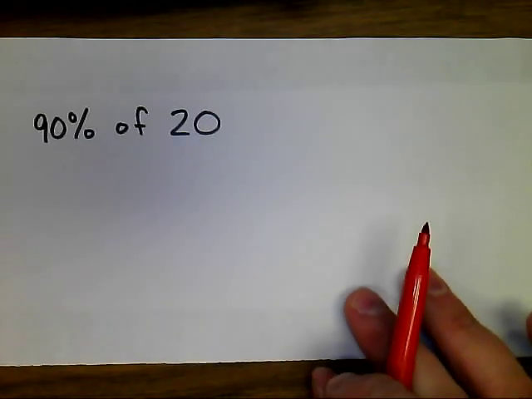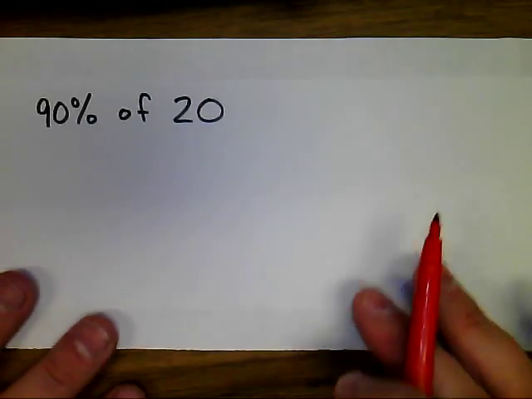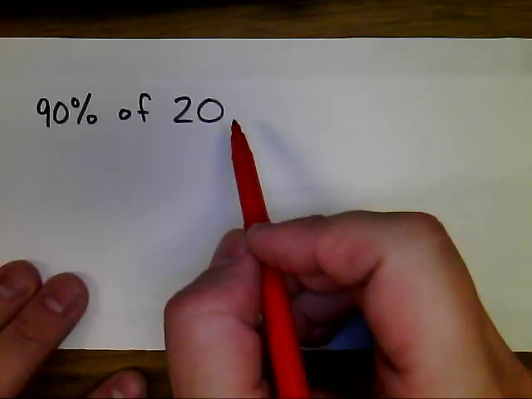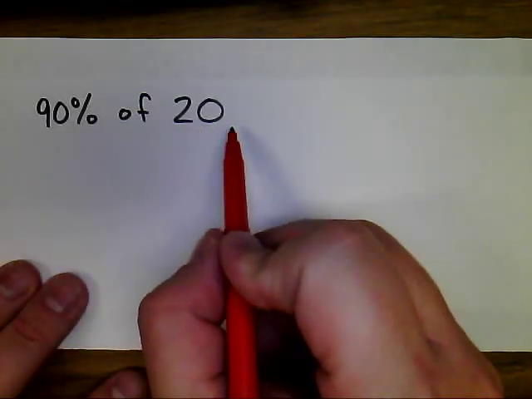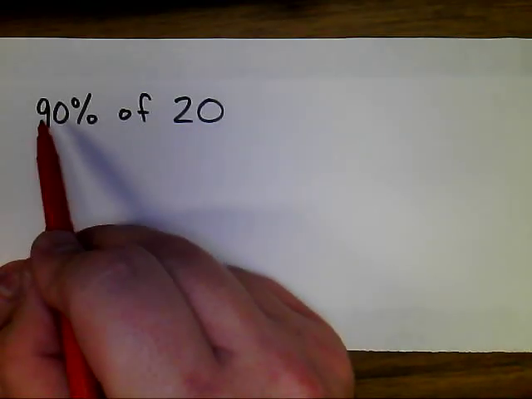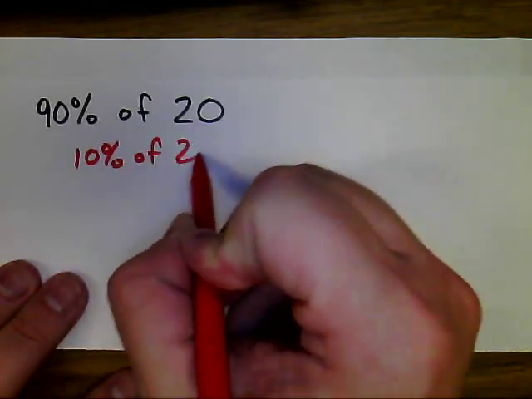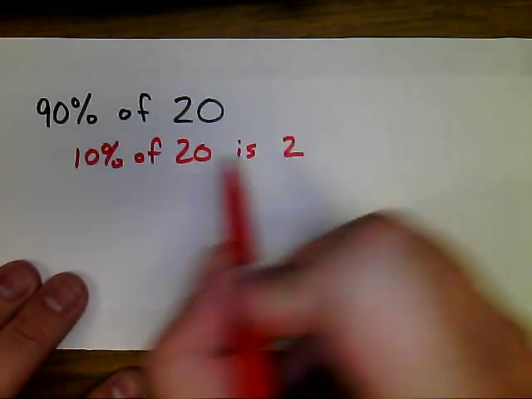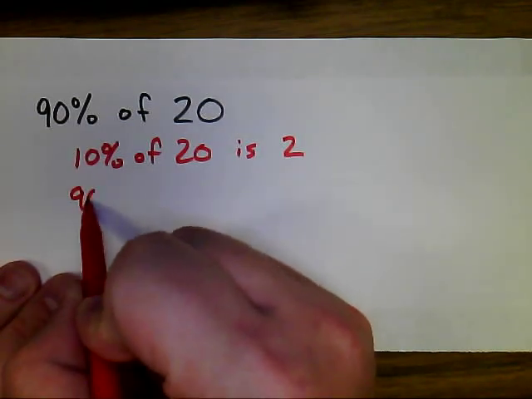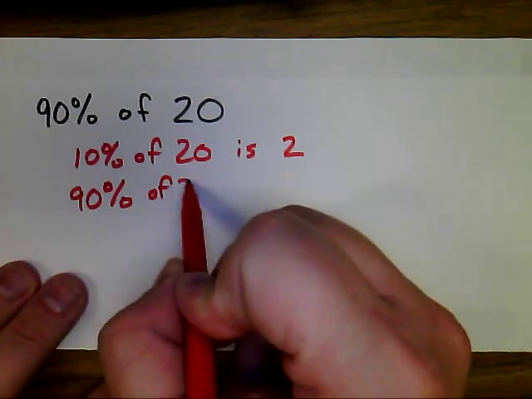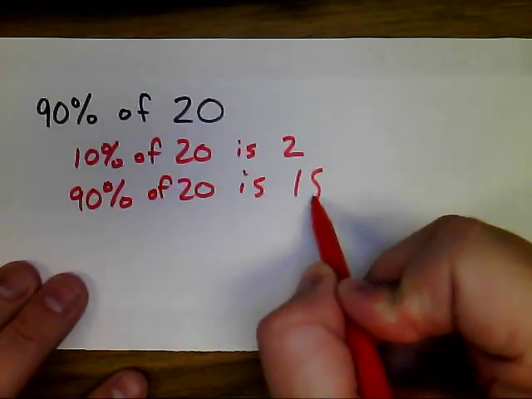Here's another example, and again, we can use mental math here because 10% of 20 is 2. This is 90%. It's 9 times as big. So since 10% of 20 is 2, you just multiply that by 9 to get 90% of 20 is 18.